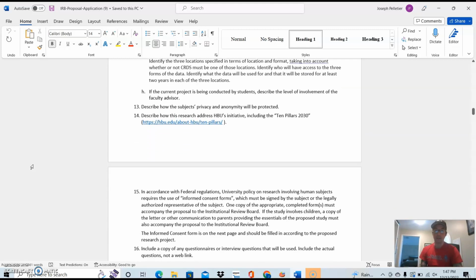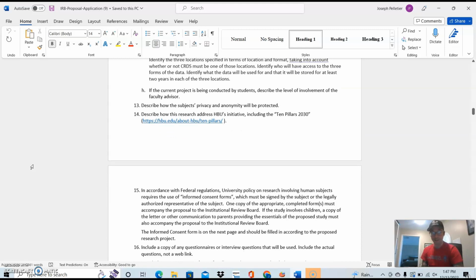Project is conducted by students. What is the involvement of the faculty advisor? You want to be clear that the faculty advisor is involved in every aspect, from the design to the execution to the analysis to the write-up. Make sure that's very clear.